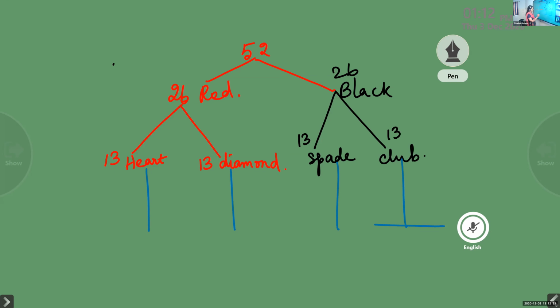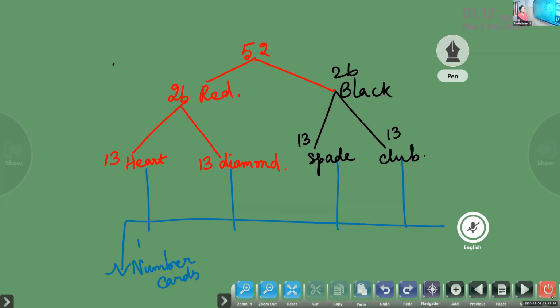Now, these 13 we can further divide into number cards. Number cards means cards with the numbers. Is there one? Emmanuel? They will not have a card with number 1. So 2, 3, 4, 5, 6, 7, 8, 9, 10. So you will get 9 number cards.